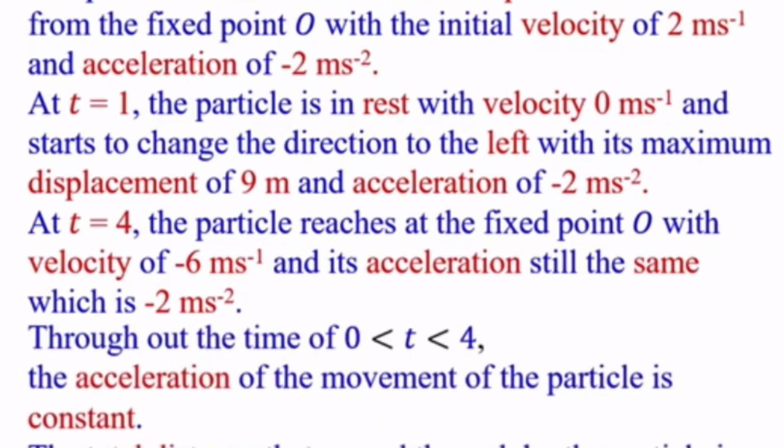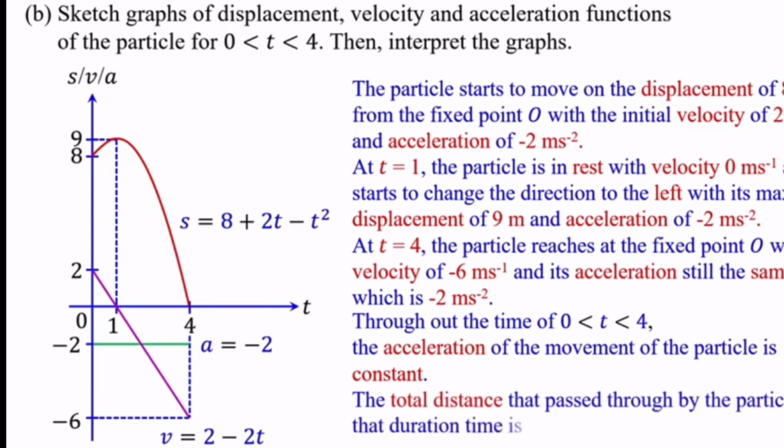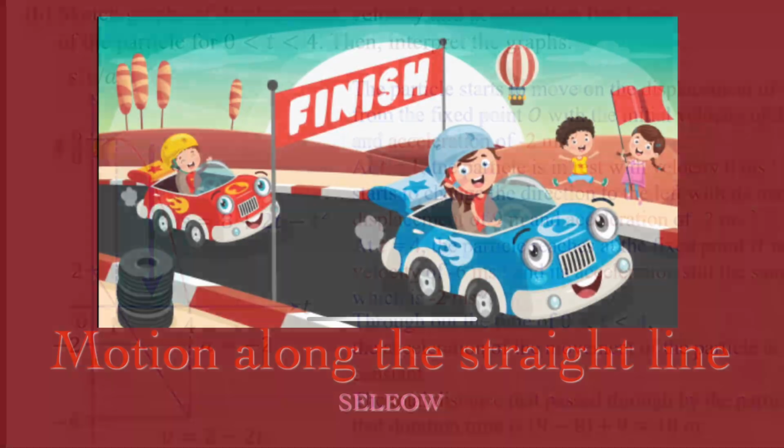The total distance that passes through by the particle in that duration of time is actually 9 minus 8, and then we have to plus with the 9, so it's actually 10 meter. Right? That is the total distance traveled by the particle. So in order to find the total distance traveled by the particle, we need to study the movement of the particle so that we are aware when it changes direction.